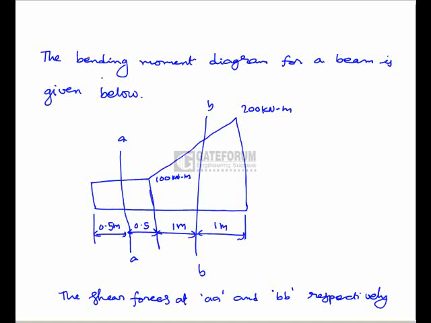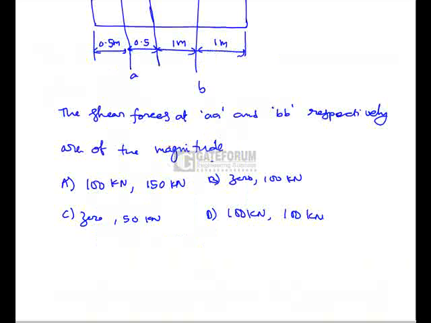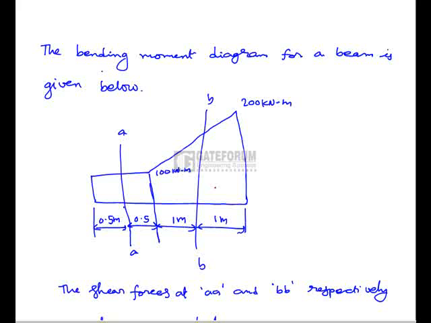Moment diagram for a beam is given below. So here is a bending moment diagram, and we will have to find out the shear forces at AA and BB respectively. The sections AA and BB are as shown here. AA is at 0.5 meter from the left end and BB is 1 meter from the right end. There are two known values, 100 kilonewton meter and 200 kilonewton meter. These are the bending moment values. So we will have to find out the shear forces at AA and at BB.